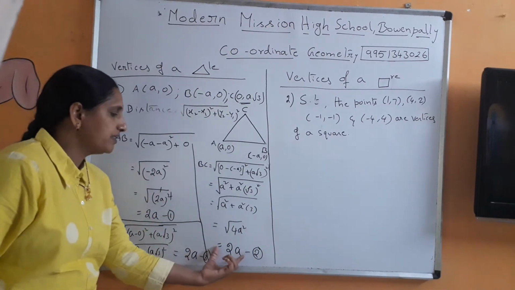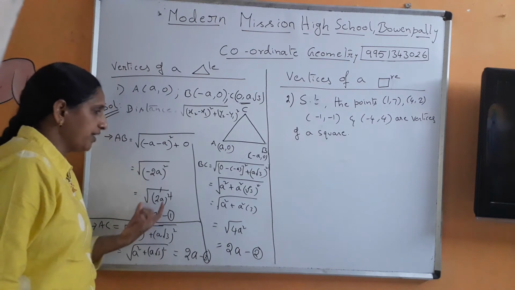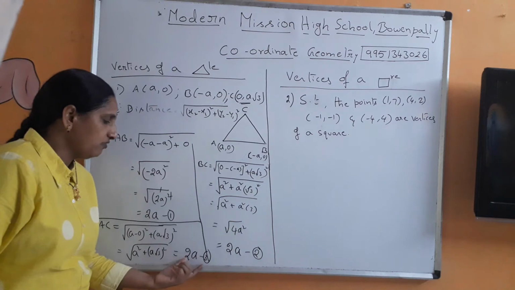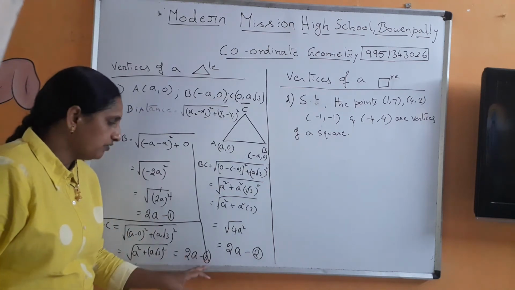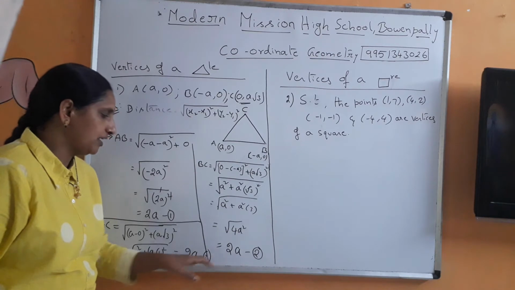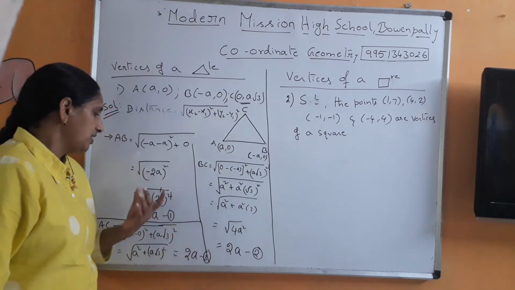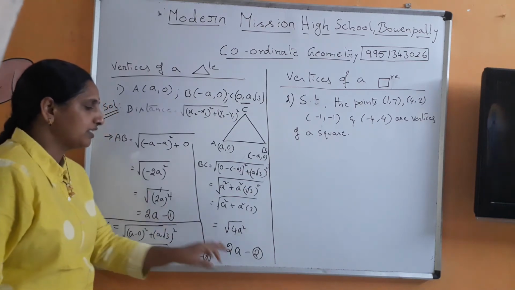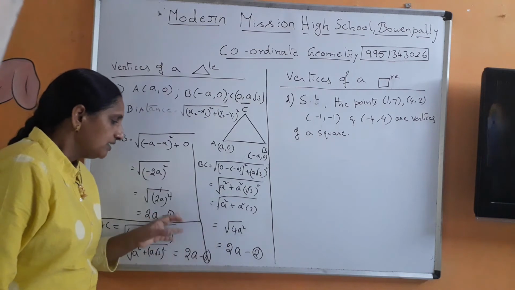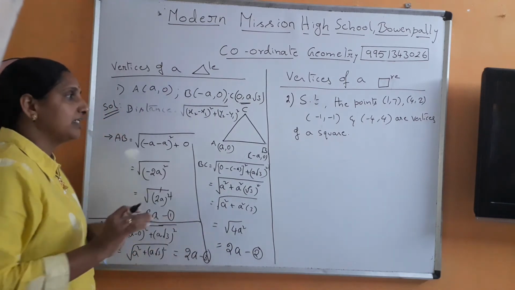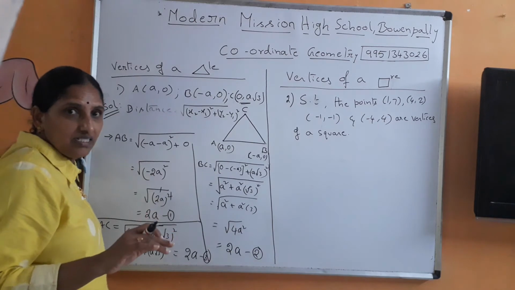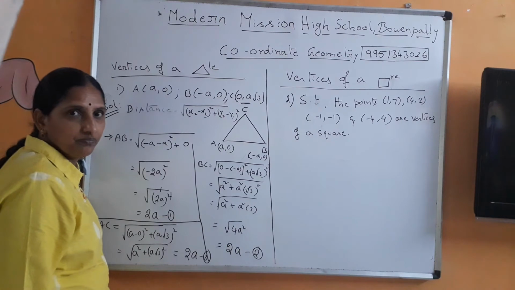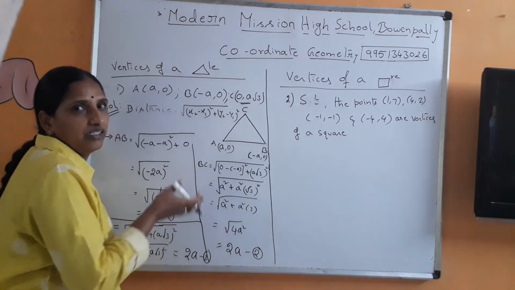Suppose AB plus BC. AB is 2a and BC is 2a. So, what is that? We got 4a. It is always greater than 2a. Either way you can take. Suppose if I add these two, 2a plus 2a, 4a is greater than 2a. That means the condition that the sum of the two sides is always greater than the third side is obeyed here. So, that is satisfied.